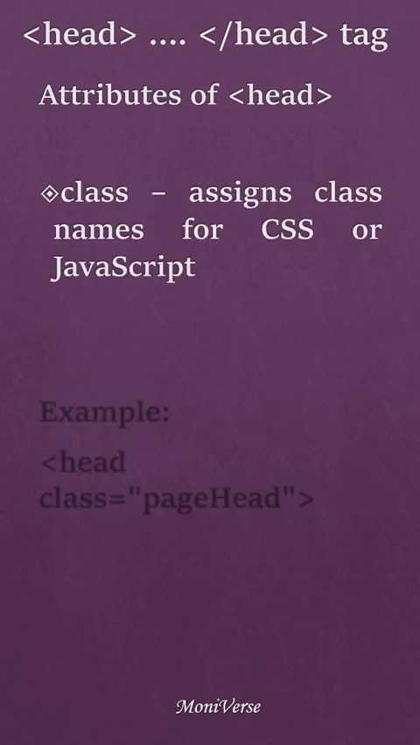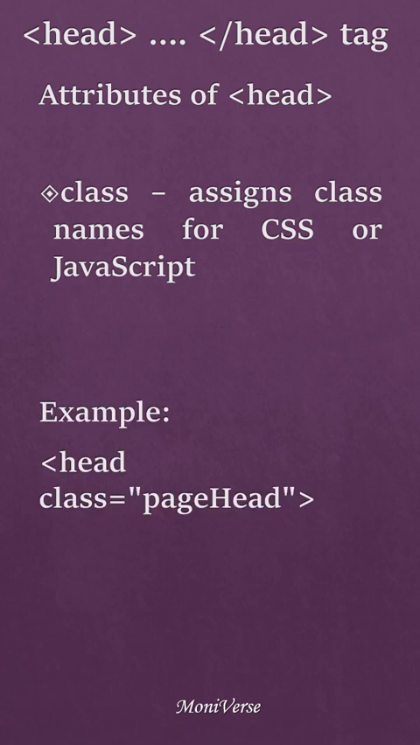Next attribute is the class. This is used for assigning class names for the CSS and the JavaScript which is written inside the HTML program. These are enclosed inside double quotes and it is similar to a variable name.